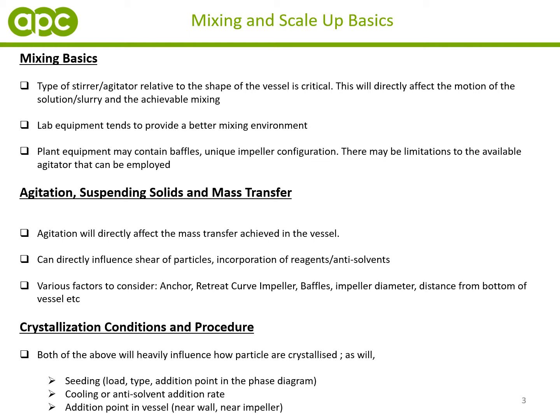When performing experiments on the lab scale, they tend to be a lot easier to perform, as bad mixing is almost difficult to achieve. And plant scale equipment generally contains baffles or unique impeller configurations, and there may just be limitations in the plant vessel in terms of what kind of impeller can actually be utilized. And all of these things will directly influence the agitation and mixing environment that can be achieved, which in turn will directly influence the mass transfer delivered in the process, which is obviously critical to a crystallization.